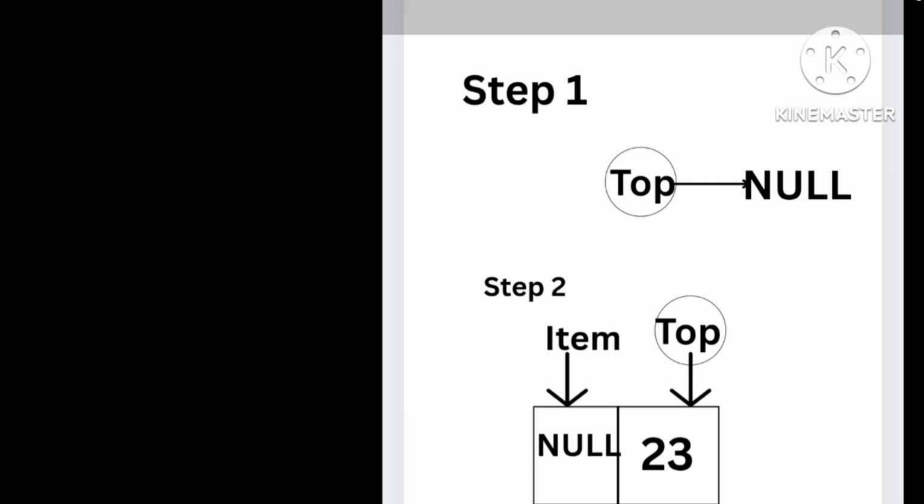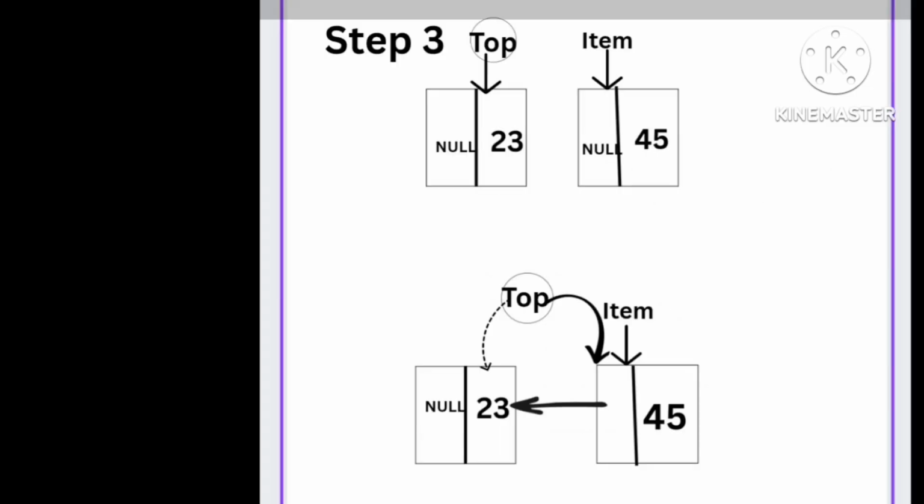Then we create the item node and assign the top pointer to be the item node, that is, the item is the first node of the stack. Now in the next step, our stack is not empty. Then how will we insert an item onto the stack?